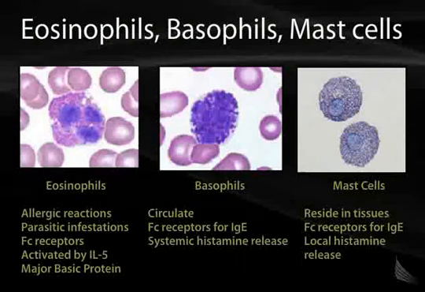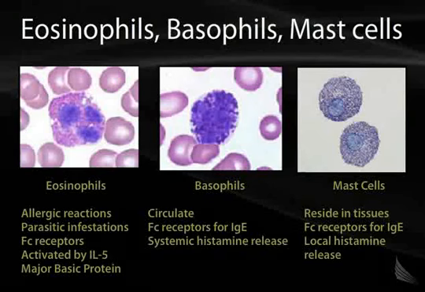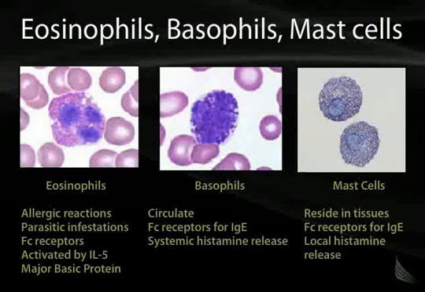In this slide, we'll discuss the other granulocytes: eosinophils, basophils, and mast cells. You'll note that in each of these cells, they have those cytoplasmic granules, which is why they're characterized as granulocytes. On the left, we have the eosinophils, so named because of the red granules that you see with H&E staining. These cells are known for their involvement in both allergic reactions and parasitic infestations. If you ever see parasites on the boards, think eosinophils.